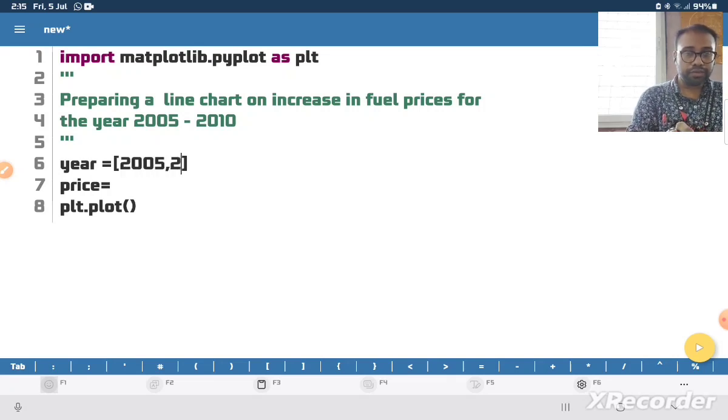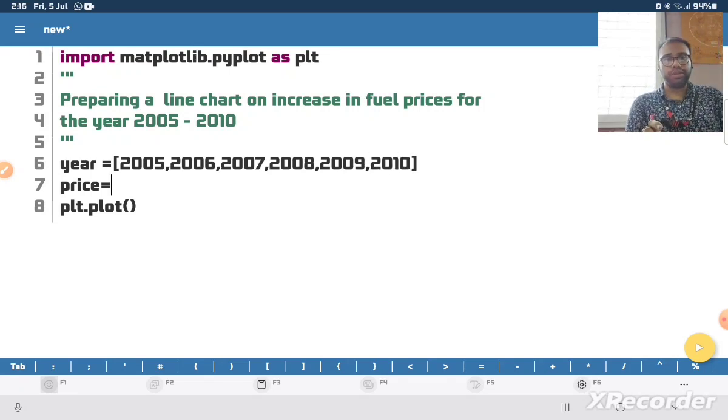So now here we already have the data, that is 2005, 2006, 2007, 2008, 2009, 2010. Similarly, you can input the data for price.